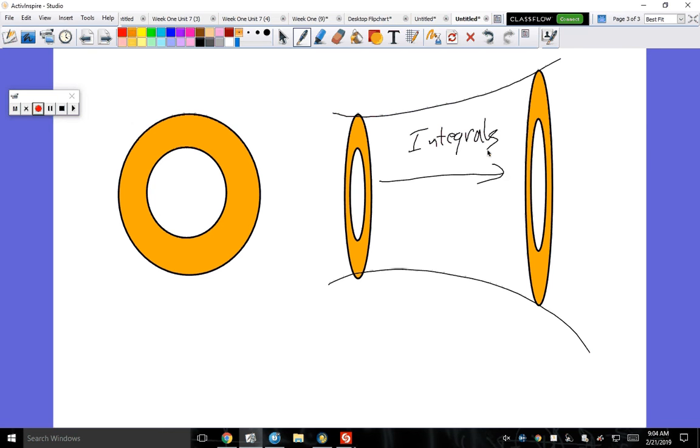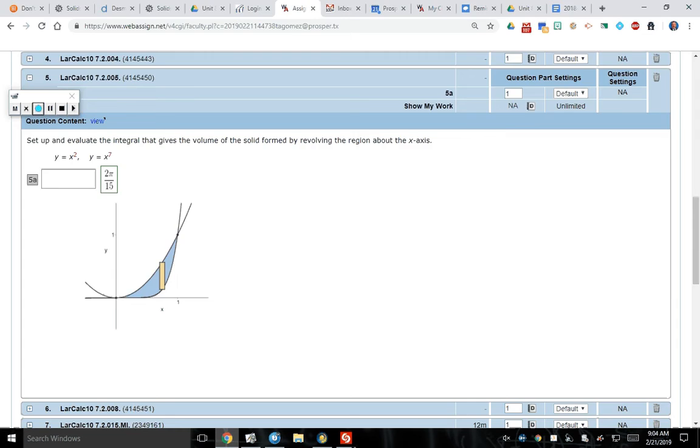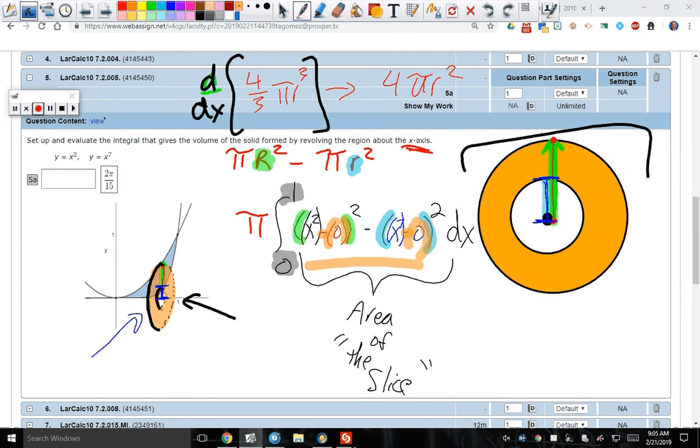Are we good? Okay. So plugging this in, solving it out, you should get 2 pi over 15.